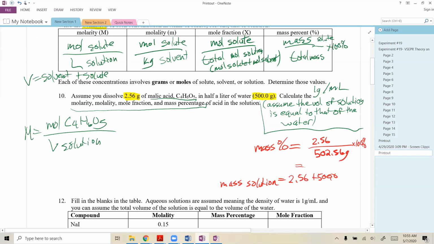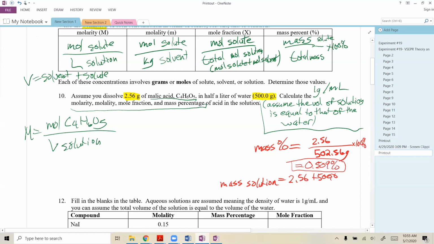And so what percentage do you guys come out with? 50.94. 50.94 seems a little bit too high. 0.5. Oh, okay, got it. I think you did it twice. All right, so this is going to be our mass percent.